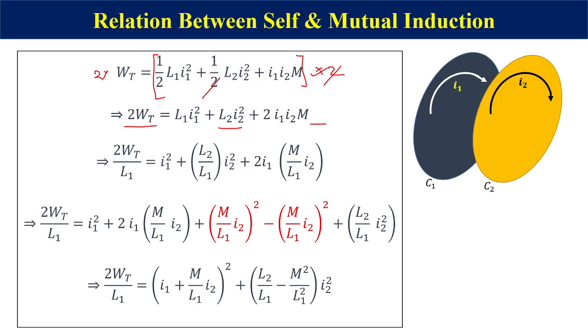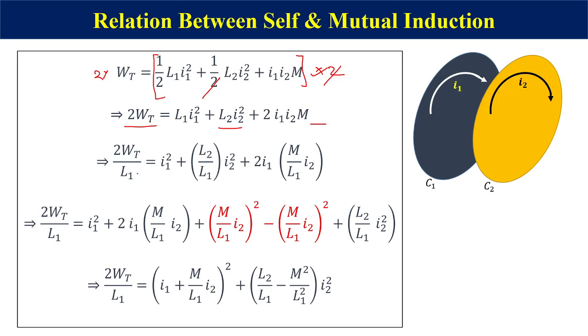Now in the next step, I am going to divide both these expressions by L1. There are a lot of mathematical manipulations, and the steps are very important. You just have to remember these steps in order to find a relation between self-induction and mutual induction.